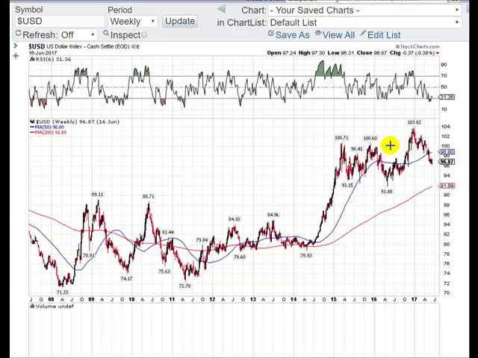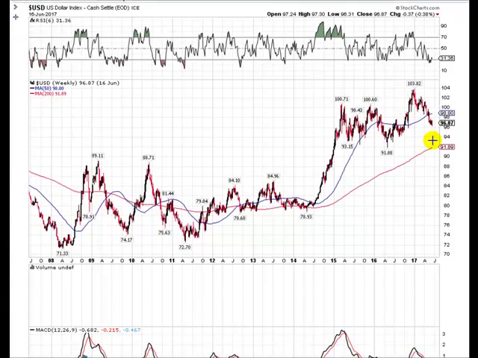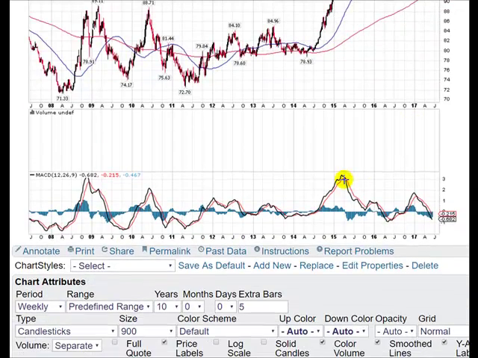And so anyway, the dollar's been heading lower recently when the Fed's been hiking rates. The RSI has been dropping, so it's divergent. In other words, as price was hitting higher highs, the RSI was hitting lower highs. So that shows a slowing down of upward momentum and a weakening in the dollar.